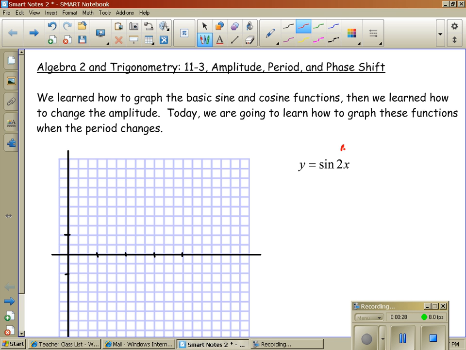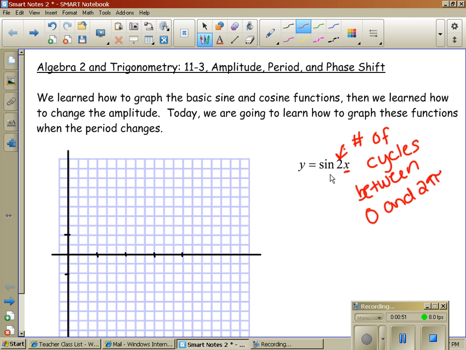So the number is always before the x. So you're looking at the number before the x. This number tells you the number of cycles between 0 and 2 pi. So basically the normal sine curve went like this, started at 0, and down, came back up, and at 2 pi ended at 0. So basically what this is saying is, instead of having one of those cycles between 0 and 2 pi, we're going to have 2 of those cycles.